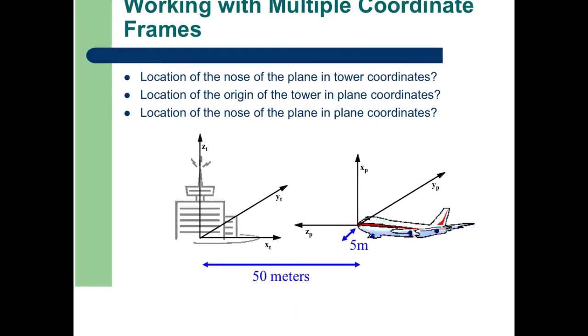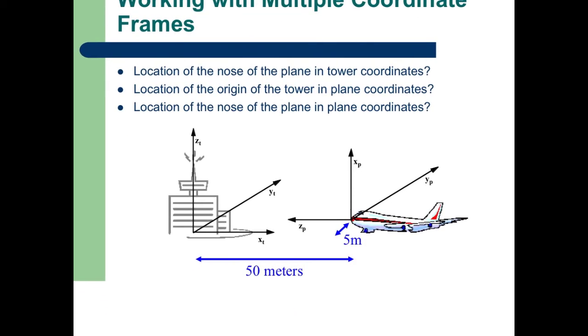So the first one is, what is the location of the nose of the plane, right, in tower coordinates? I sort of colored that in badly, but anyway, I'm not crossing it out. We're doing that one.